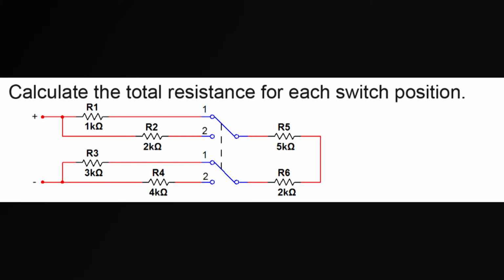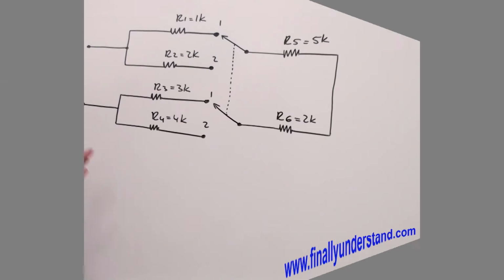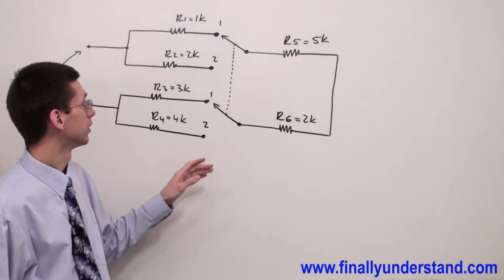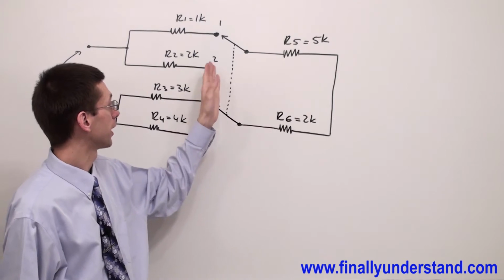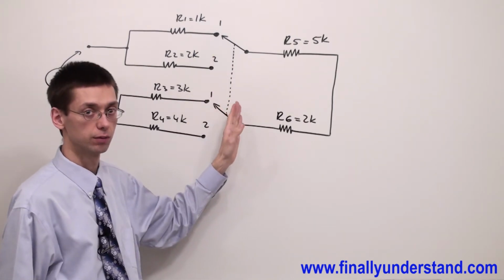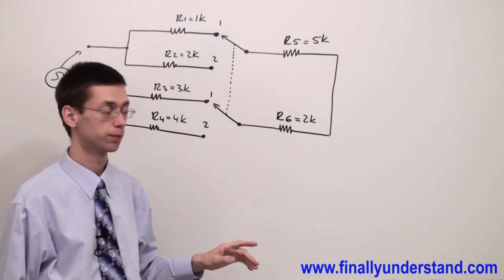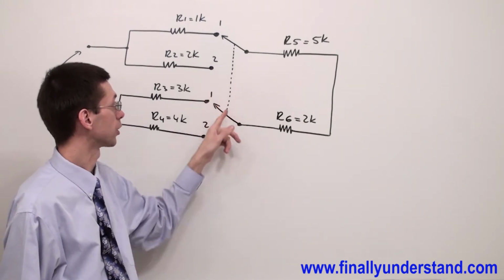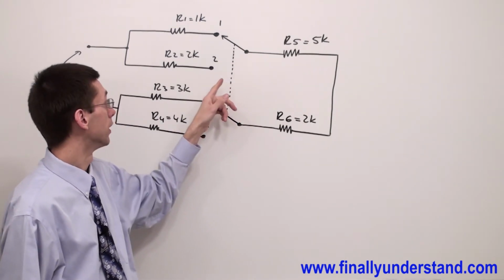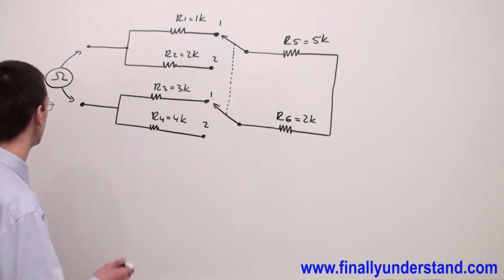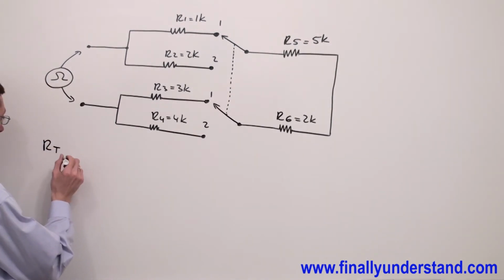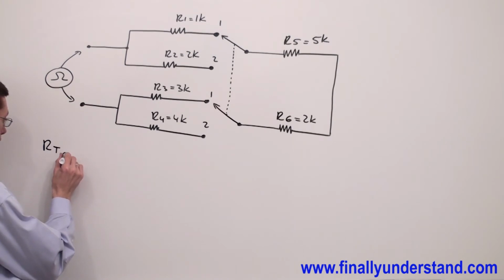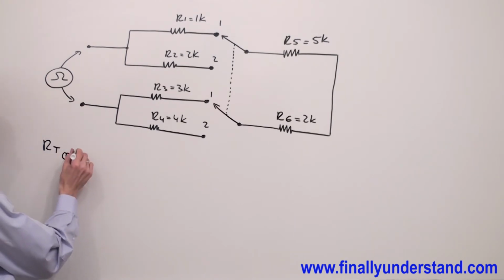This time, we're supposed to find the total resistance of the circuit at each position of the switch. I have two switches connected together. These two switches make one switch. This dashed line means that they are connected together. Now, I'm going to find total resistance, R total, for the first position. This one stands for the first position.